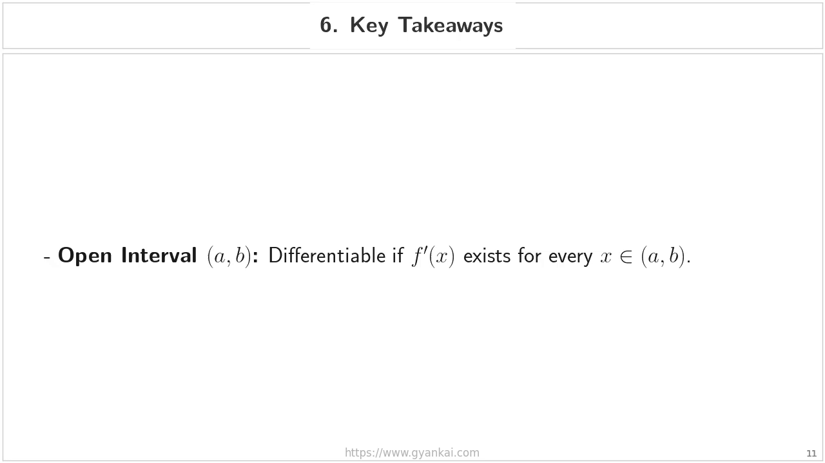6 key takeaways. To wrap everything up, let us go over the key takeaways from this lesson to ensure you have a solid grasp of the concepts. First, regarding the open interval, denoted as a comma b, a function is considered differentiable if the derivative, f prime of x, exists for every single value of x within that interval. As we discussed earlier, this means there are no breaks or sharp corners anywhere between those 2 points.